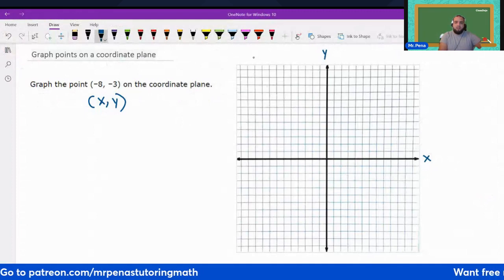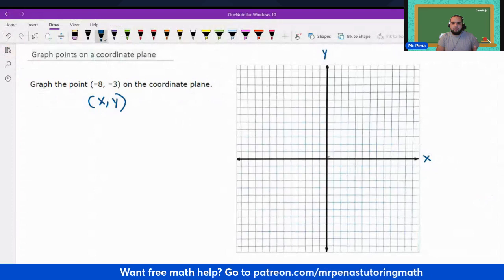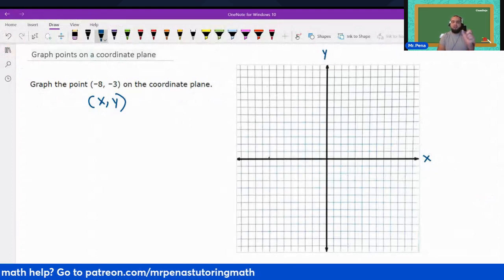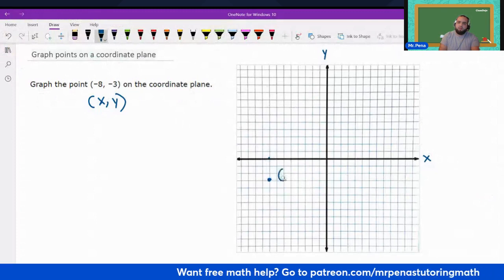So here's what we do. We're going to go to the left 8 times because it's a -8. We're going to start from the middle. 1, 2, 3, 4, 5, 6, 7, 8. So we're right there, but that's not all. We also have to go down 3 times. And when you go down 3 times, you get the point.